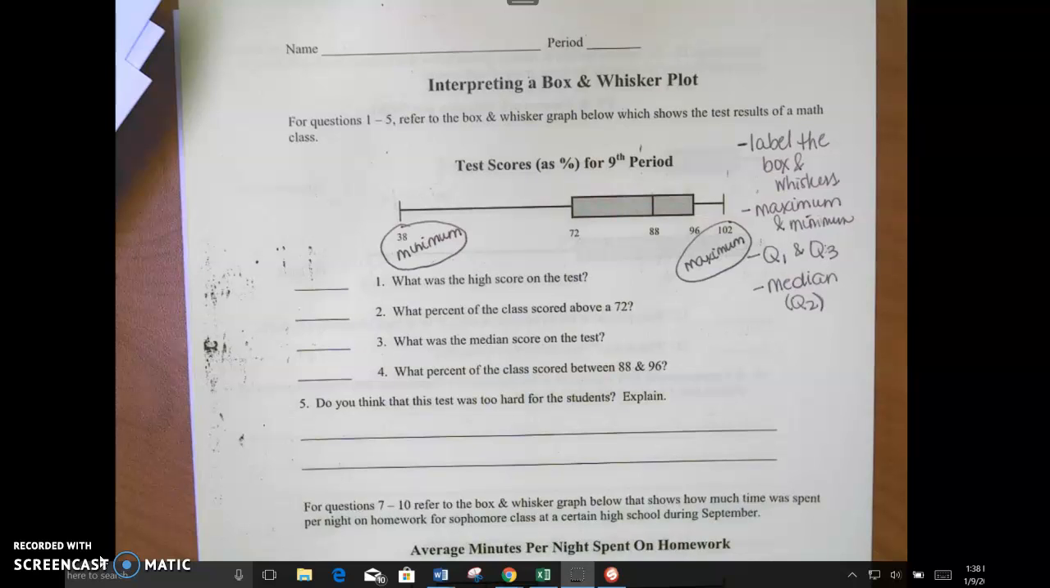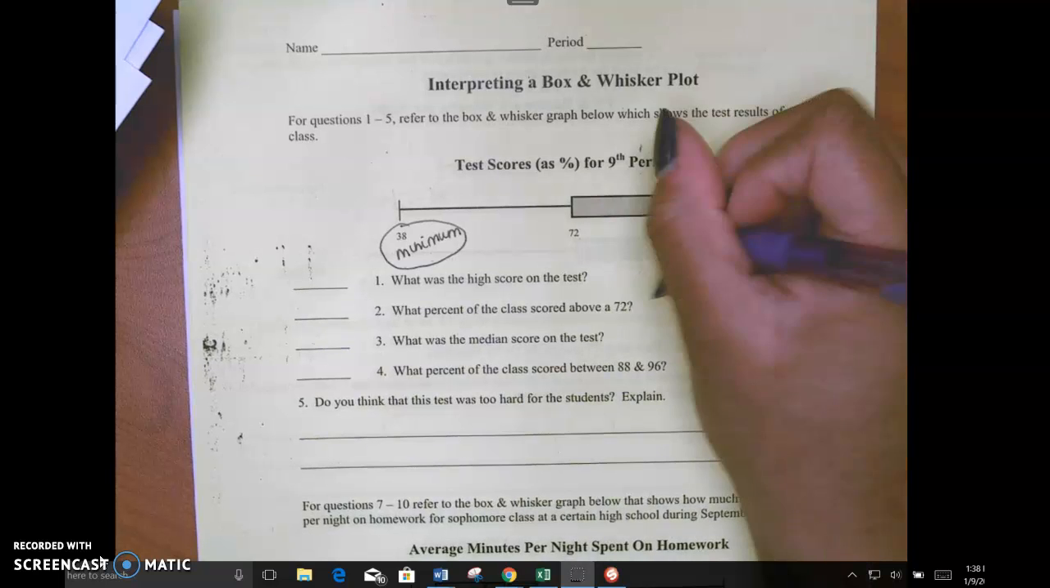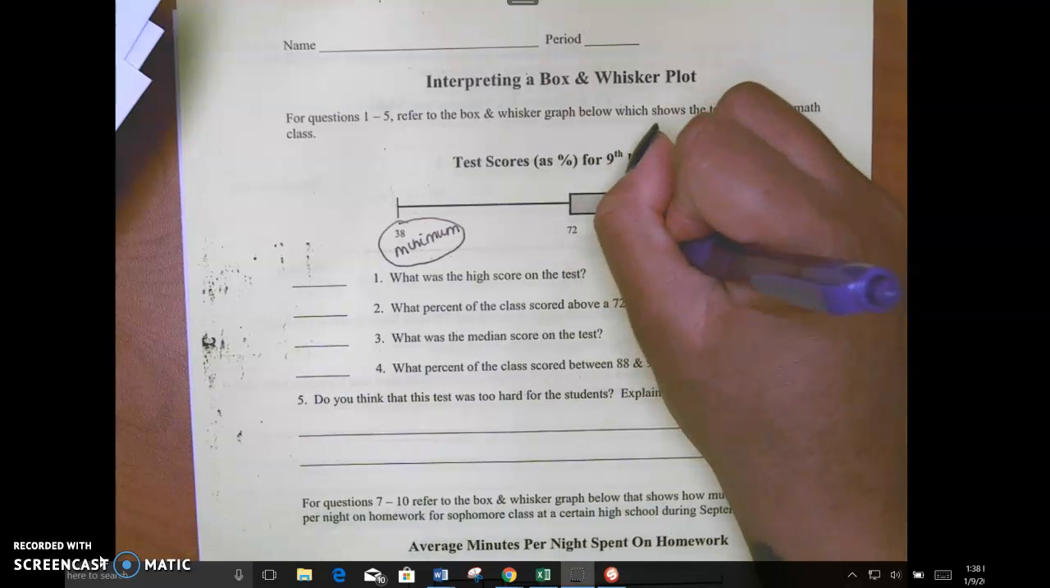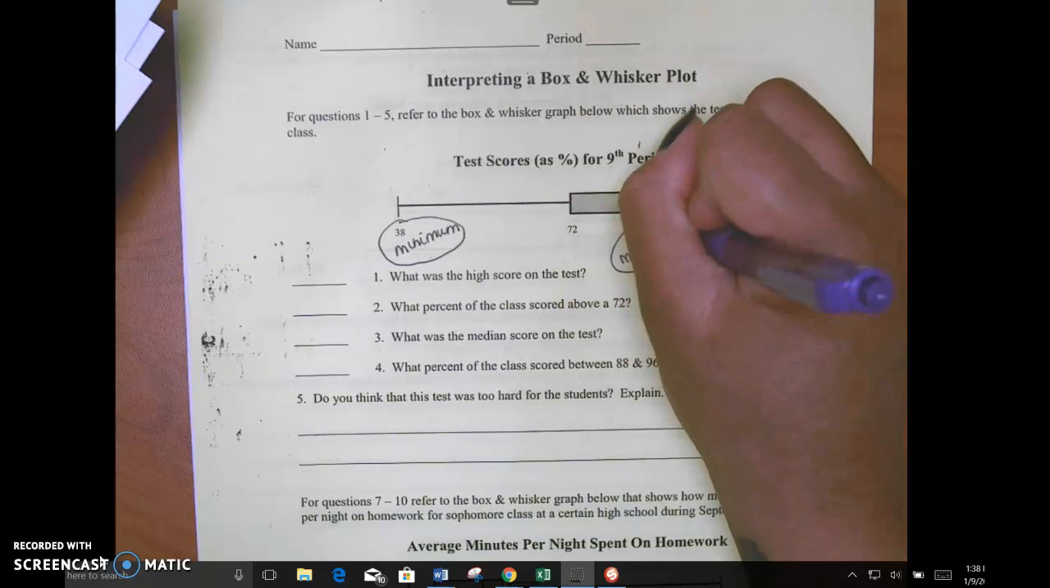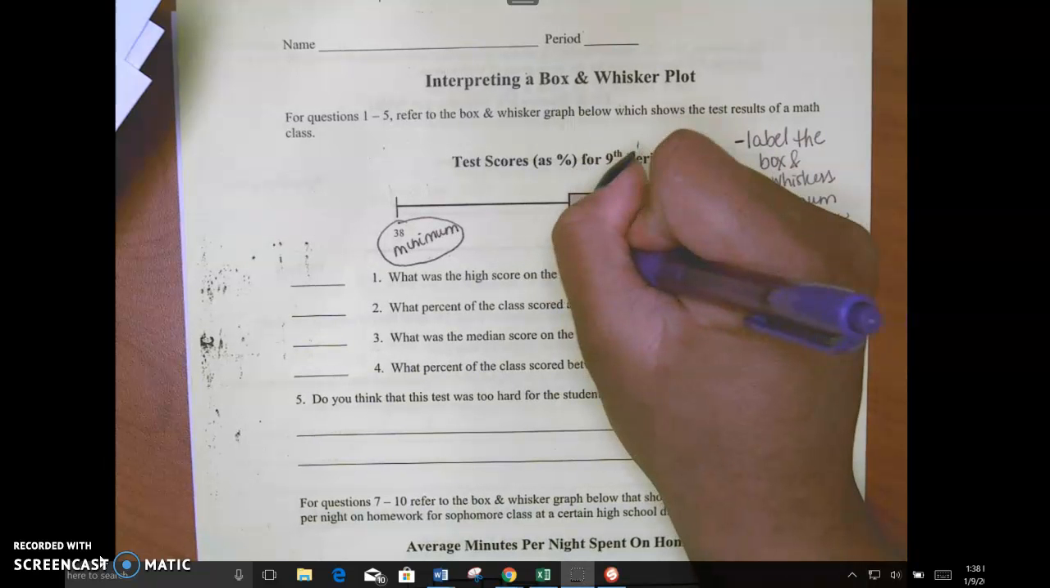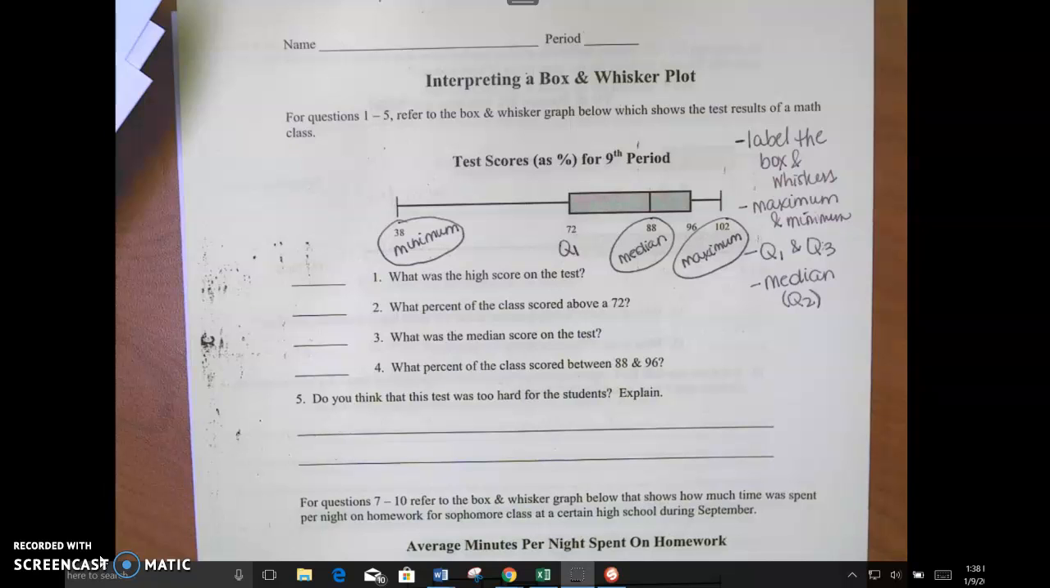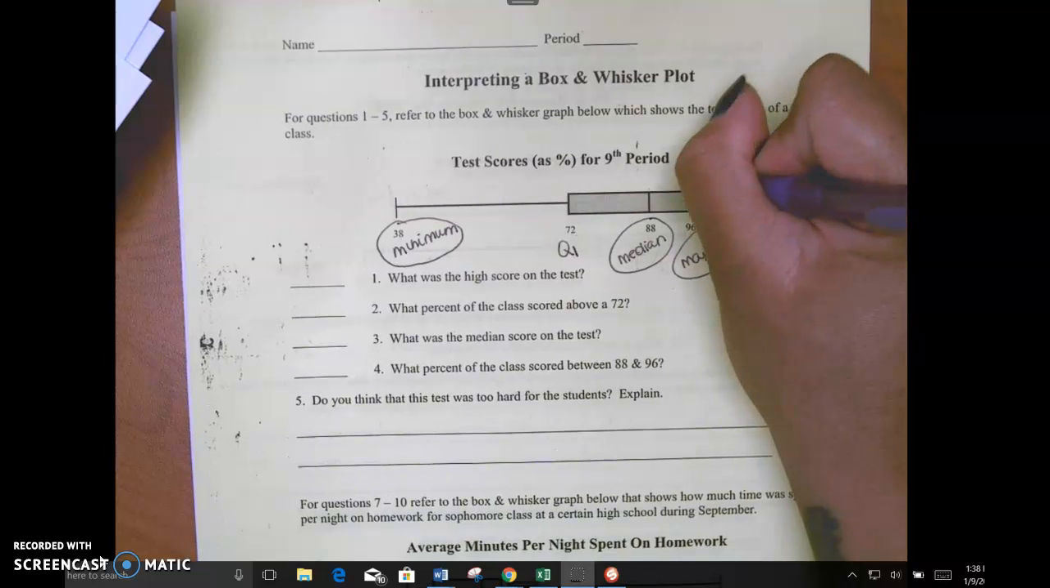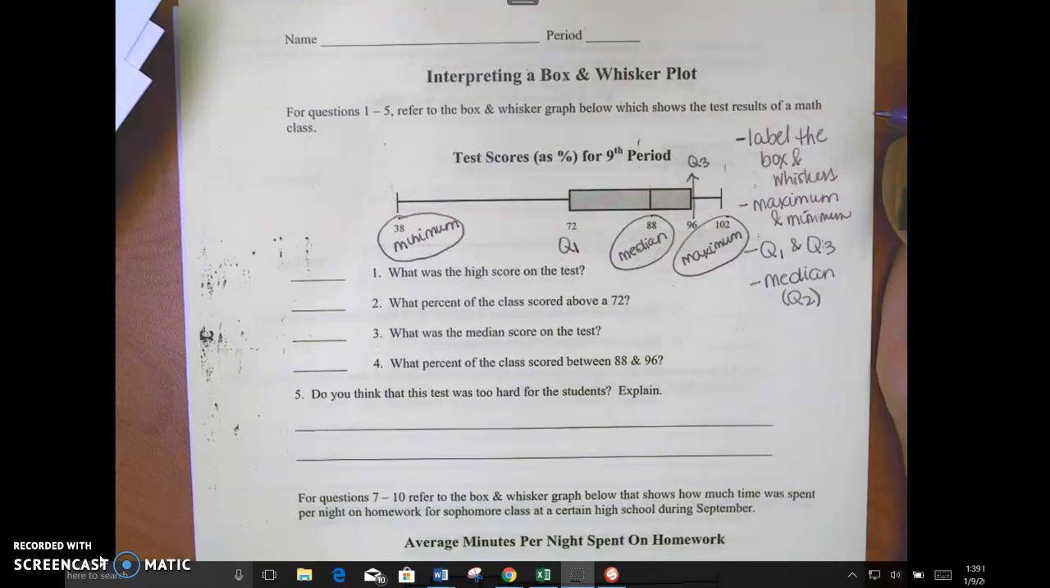The median. What is the median? Yes, 88. That's the number in the middle. Good. Now I need quartile 1. That's the end of the first quarter. 72. And then the end of the third quarter of the data. 96. Okay? Those are the parts that I need.